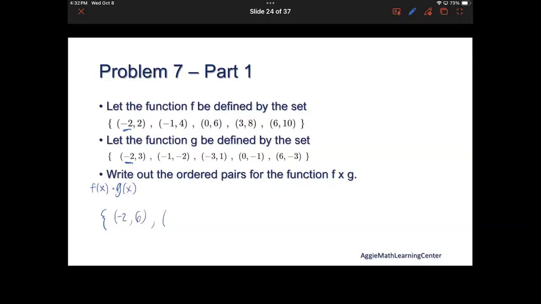Okay, next one. I'm going to look. The next one in f is -1. I have that same input, -1, in the function g. Anybody want to tell me what the ordered pair is in the function f times g?